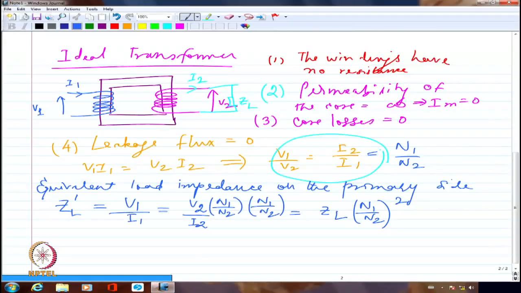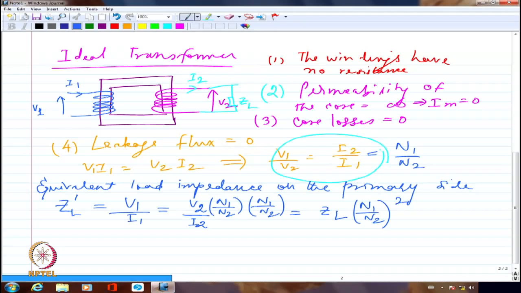So if I represent the load impedance connected on the secondary side of the transformer as visualized from the primary side, I have to essentially multiply that by the turns ratio square. And to whichever side I am transferring it, that number of turns should come in the numerator. The other one should come in the denominator. You can remember it that way.